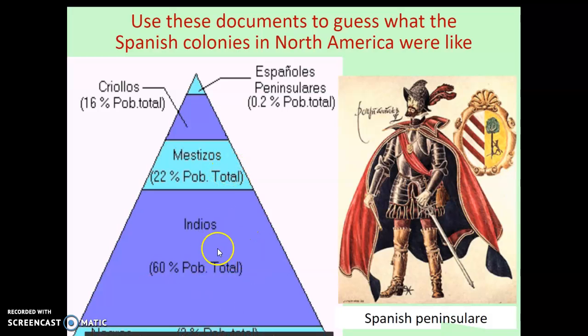This next class on the way down here would be your Indios, or your Native American population. That's your largest chunk of population of people who are just born here, who are ethnically Native American. And then at the very, very bottom, you would have your lowest, your small class here, the African slaves, those coming over from the Columbian Exchange or the Middle Passage to work on the plantations.